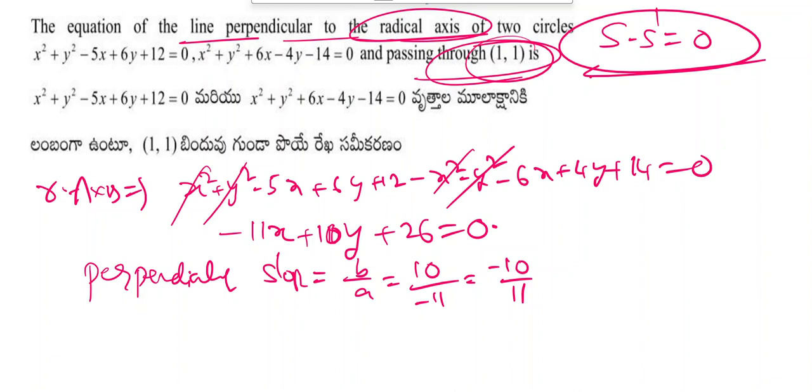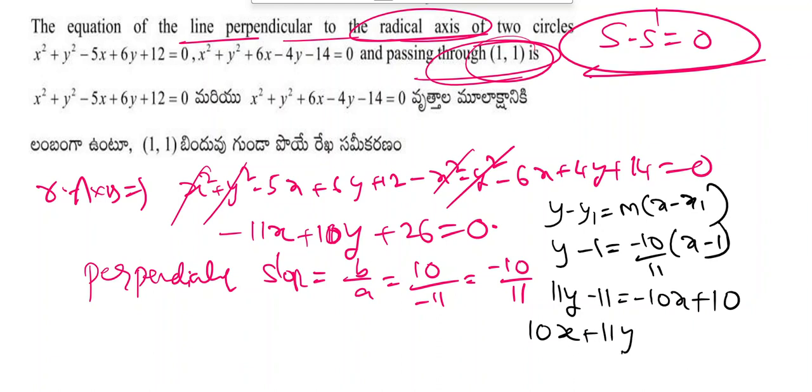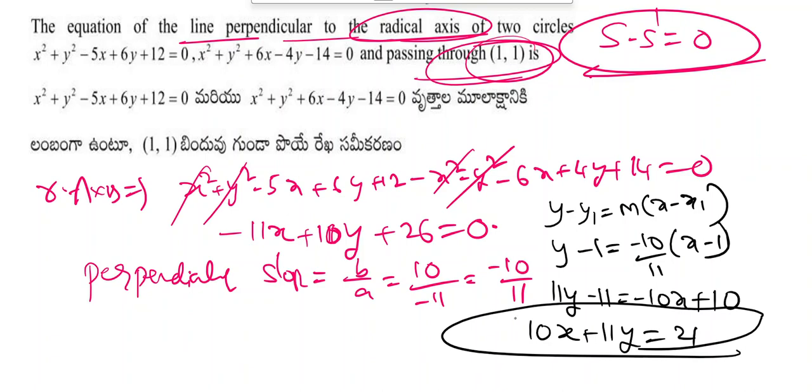We know that the equation of the line passing through (x1, y1) and having slope m is y - y1 = m(x - x1). So y - 1 = -10/11 into (x - 1). So this is 11y - 11 = -10x + 10. So this is 10x + 11y = 10 + 11 = 21. This is the required answer.